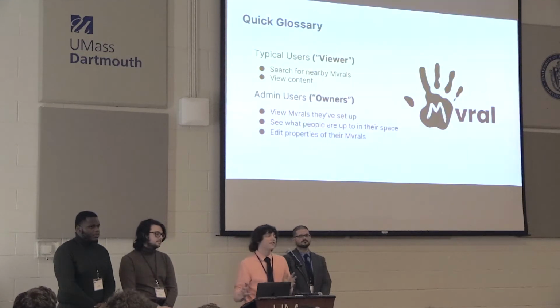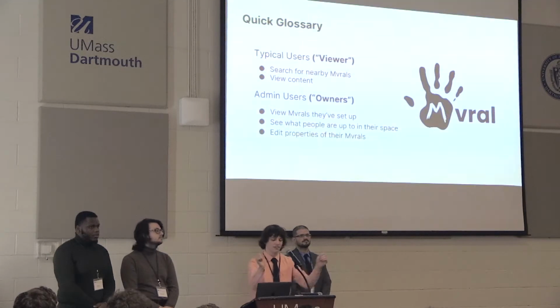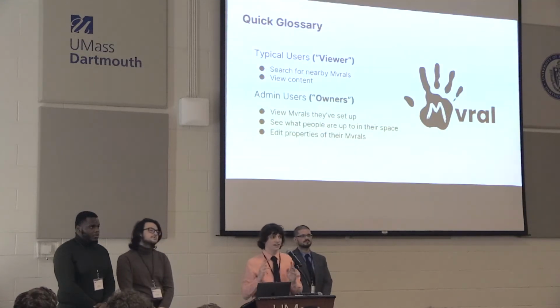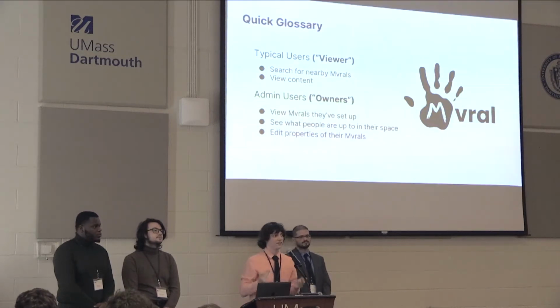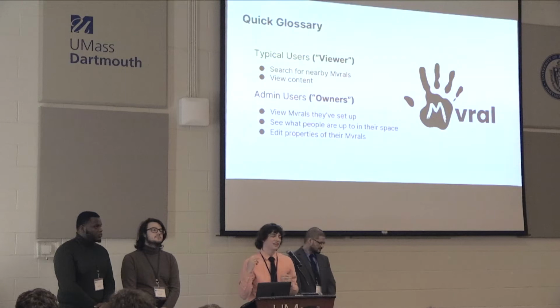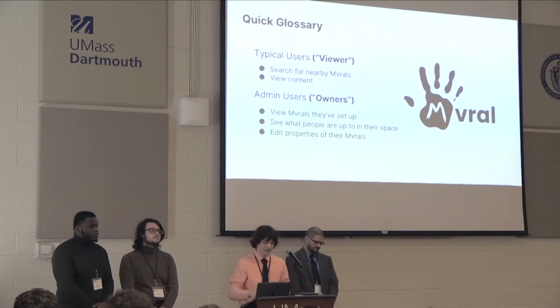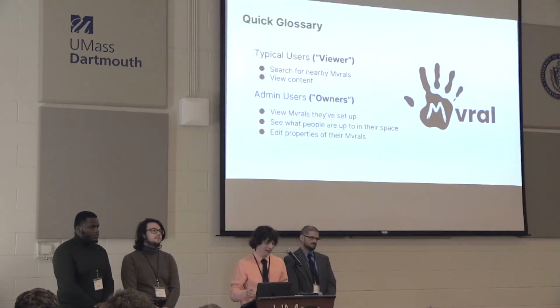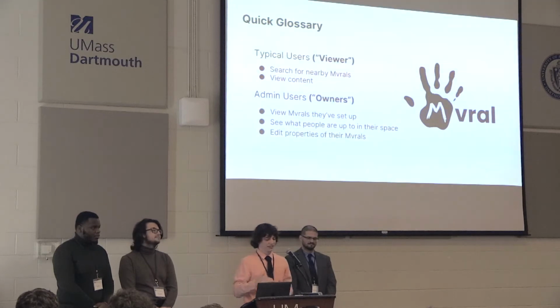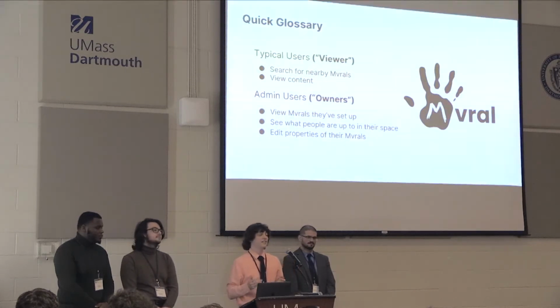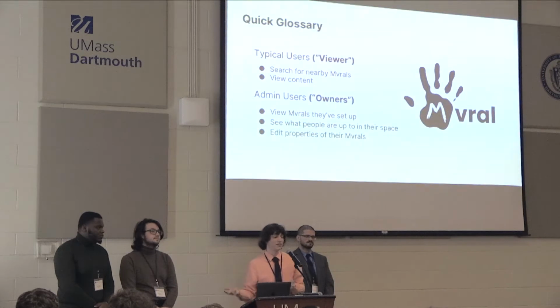And now we're going to disambiguate the types of users. So there's two main types of users. The typical users or viewers are people who are using the app to find out what Mvral is. They're probably on the Mvral web viewer, browsing content that is near them and viewing content. They also may simply be walking by a display of the Mvral web viewer that somebody else has set up for them. This person who set it up is most likely an owner of that display.